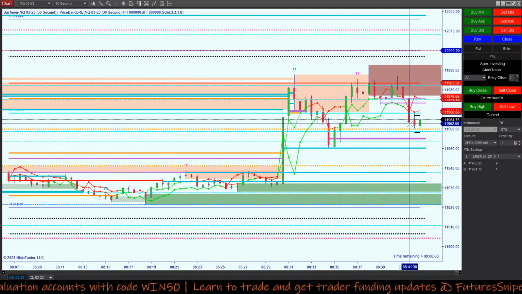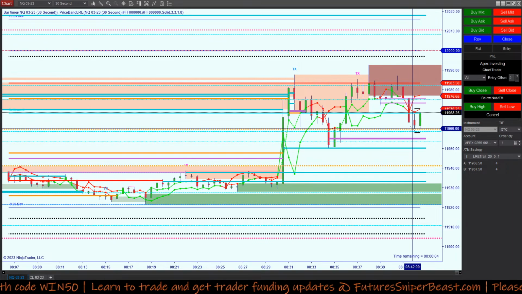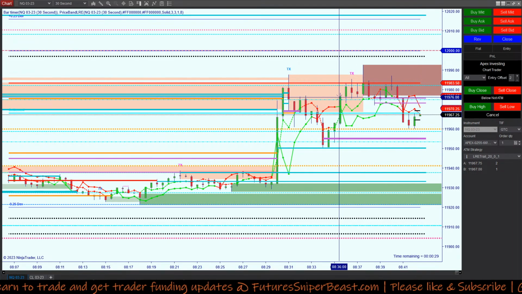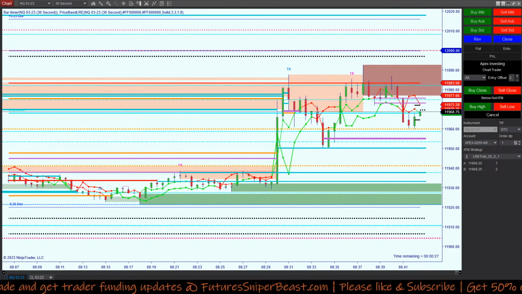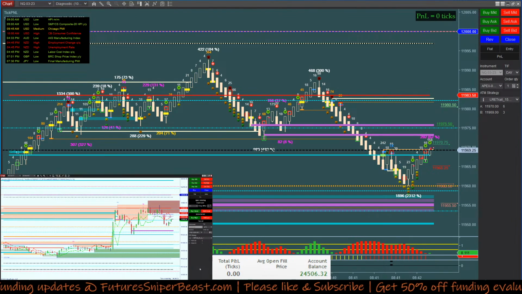Even here's an early entry short, which I wouldn't have taken, going right into the dynamic magnet in this wall. But we're doing some oscillating here in this area. So I'd wait for an actual simplicity and for it to trend, and then look for the LRE.